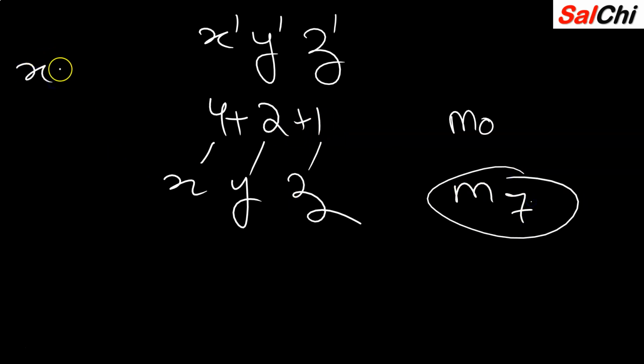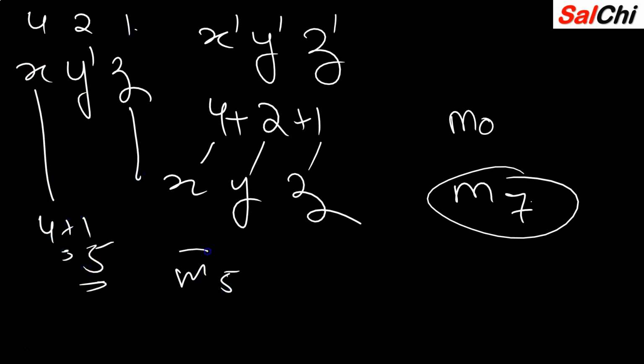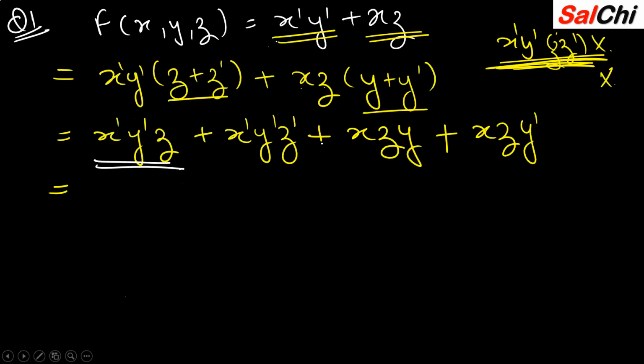Let's take x complement, y, and then z. So just give the numbers 4, 2, 1, and then take 2 and 1 because non-complement. Wait, taking 4 and 1 because non-complement. So 4 plus 1 gives you 5. So it's m5. You don't have to show this trick in the exam. You have to do that directly. So now moving on to our question.